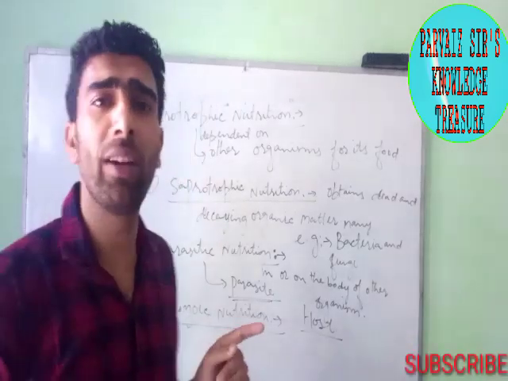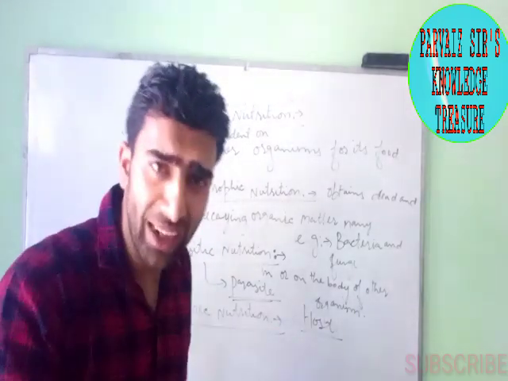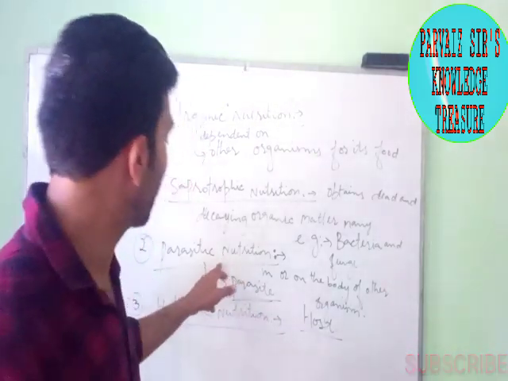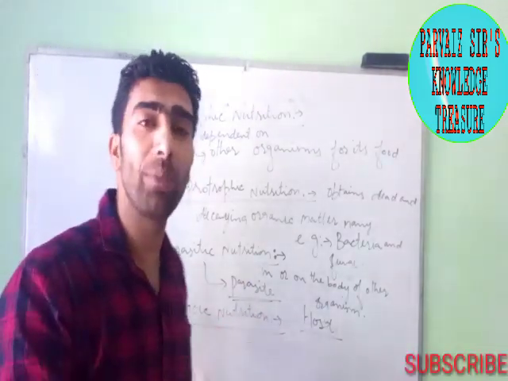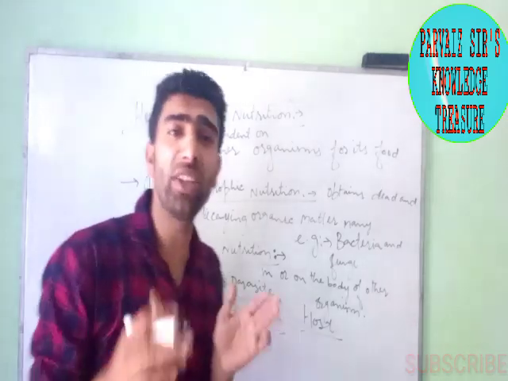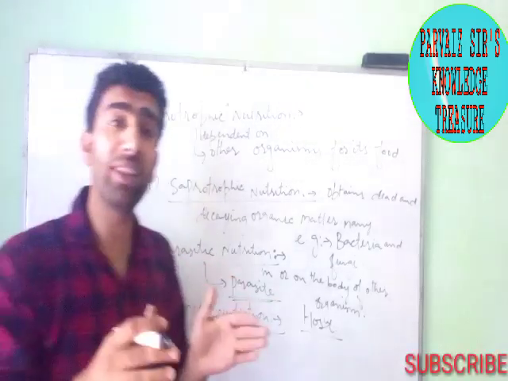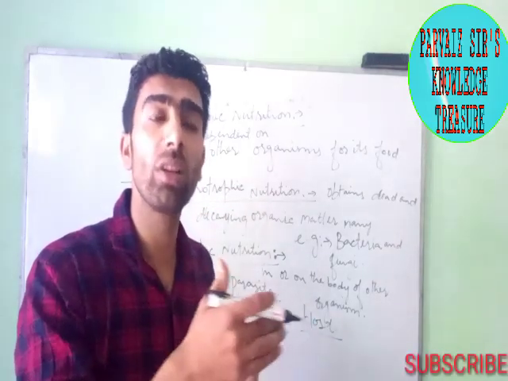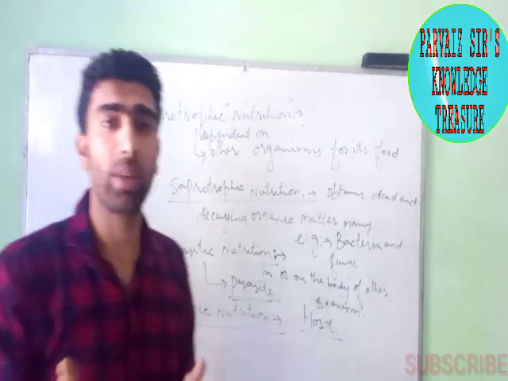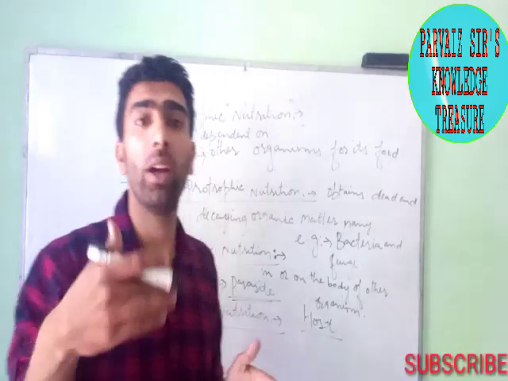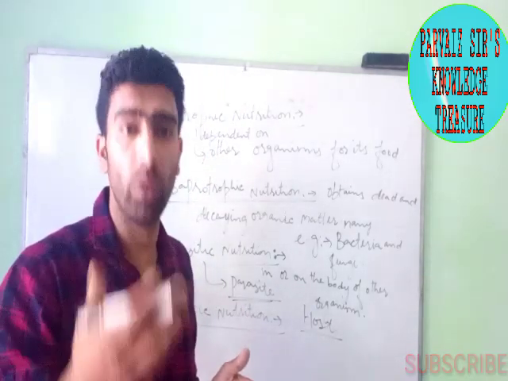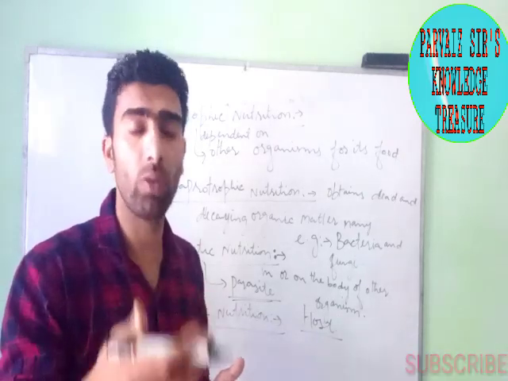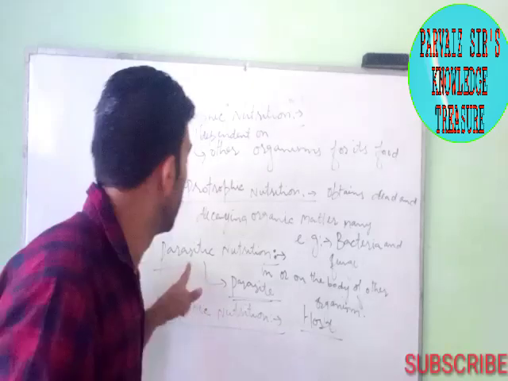This can further be divided into two types: endoparasitic nutrition and ectoparasitic nutrition. Endoparasitic nutrition is that type of parasitic nutrition in which an organism lives inside the body of another living organism and obtains its food. Examples in humans are tapeworms, like Taenia solium, and roundworms, like Ascaris lumbricoides.